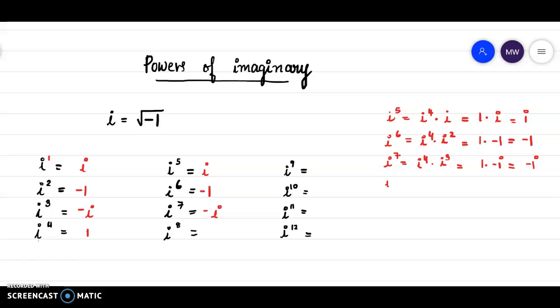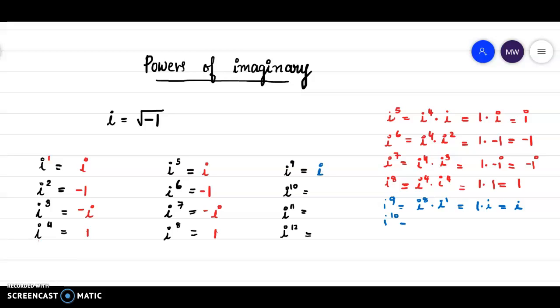The last one, i to the eighth, I can factor as i to the fourth times i to the fourth. So when we multiply, this is just 1 times 1. My answer is again 1. Similarly, if we continue, i to the ninth, I can factor as i to the eighth times i to the first. I have the answer for i to the eighth from the previous one. It is just 1 times i. My answer becomes again i.